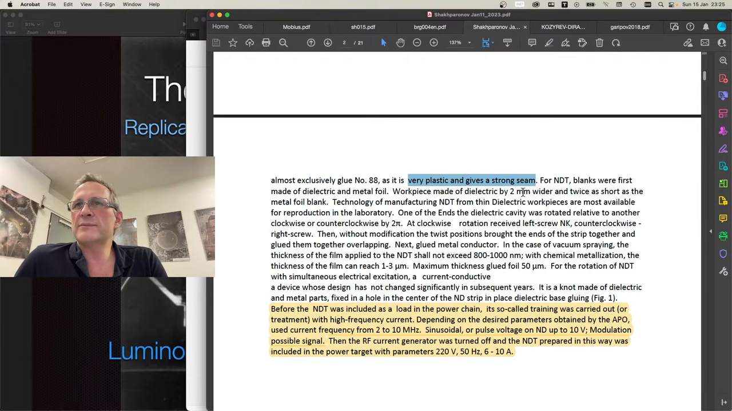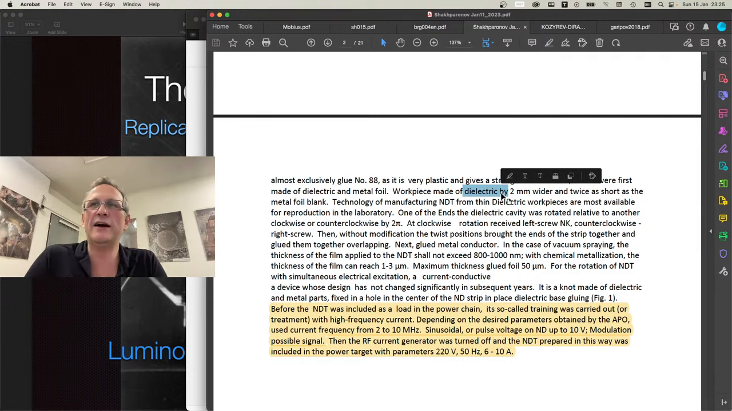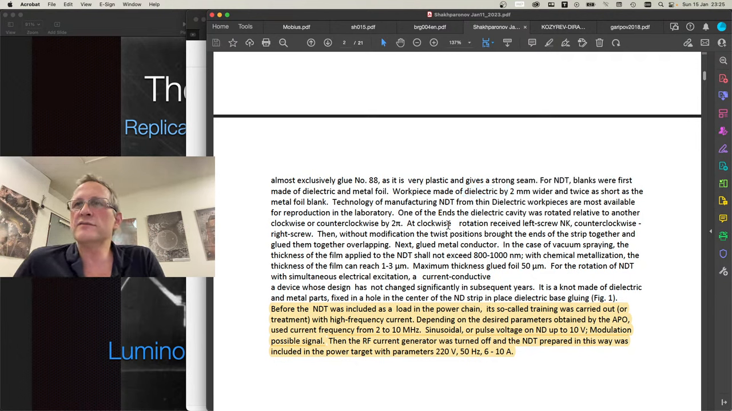Workpieces made of dielectric were 2 millimeters wide and twice as short as the metal foil blank. So I guess the dielectric was wider than the metal foil, so you have a bit on the outside. And you'll see this in photos by Dave either today or in the coming days. The technology of manufacturing from thin dielectric workpieces is most available for reproduction in the laboratory.